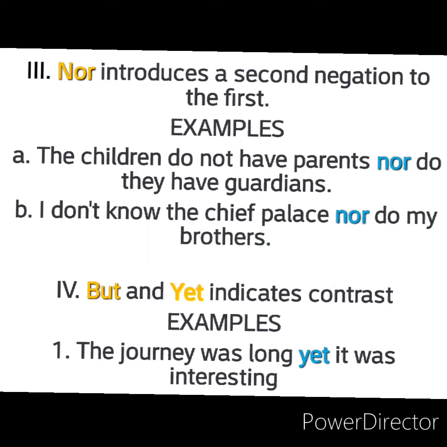So let's take example 2: I don't know the chief's palace, nor my brothers. So it's a second negation to the first one. The first one, I do not know the chief's palace, nor my brothers. So it means that both of us do not know the chief's palace. Hope it is clear. Right.